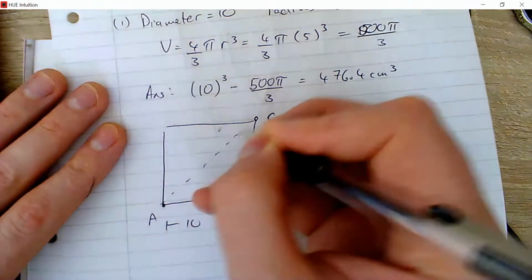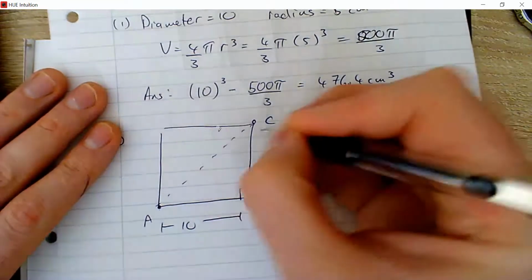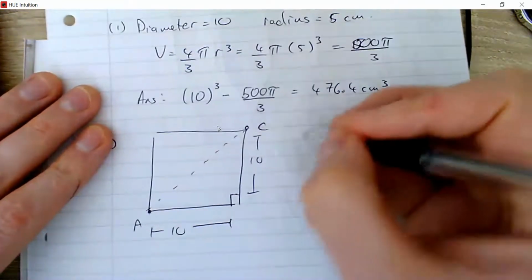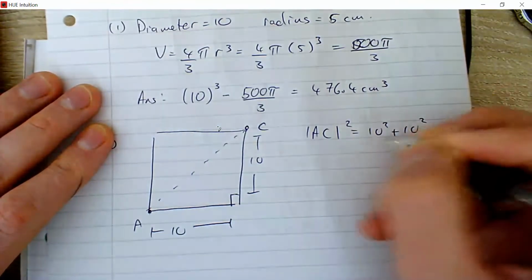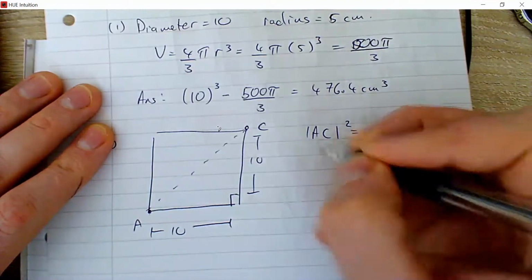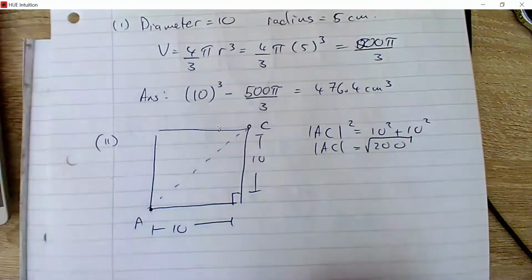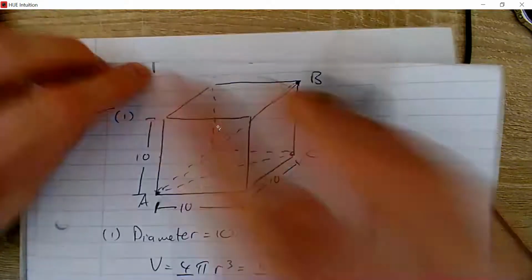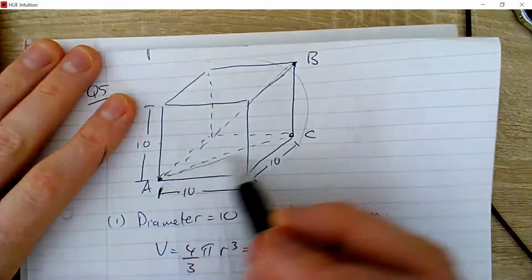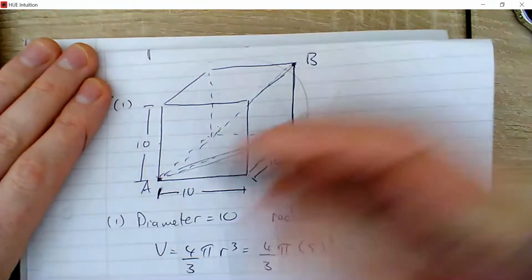Well, I can find that length AC using Pythagoras. Everything is 10 here, so Pythagoras says that AC squared is 10 squared plus 10 squared. That's going to be 200. Move my square root over, and it's root 200 for AC. Coming back up here, let's look at our triangle now. I know this length is root 200. I know the height is 10. So what's AB? Again, I'm going to draw that out.